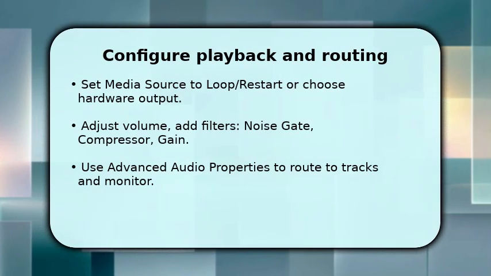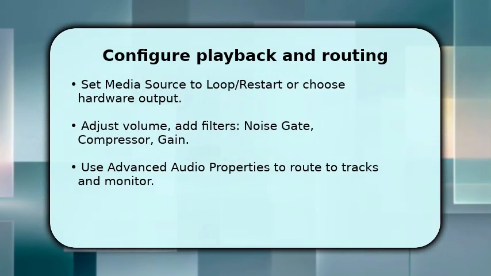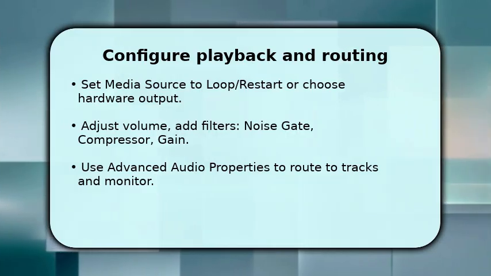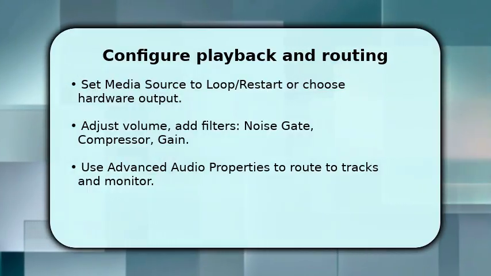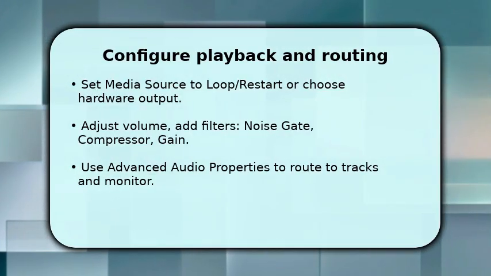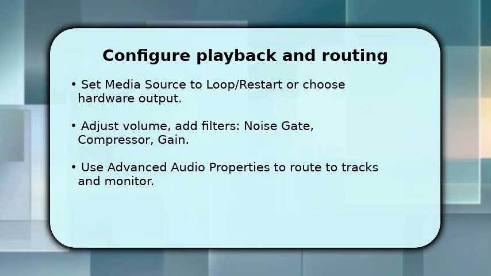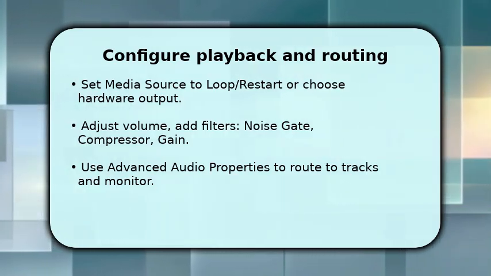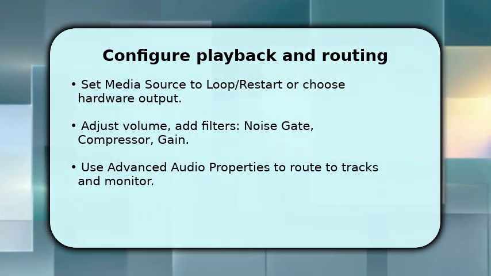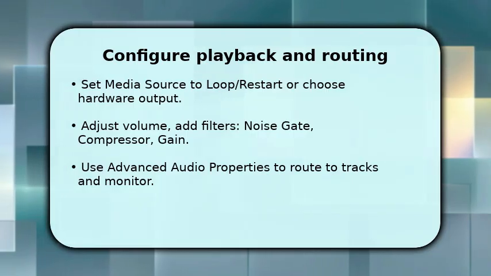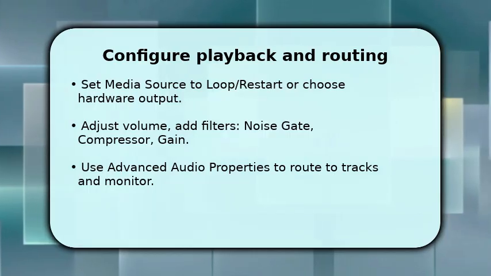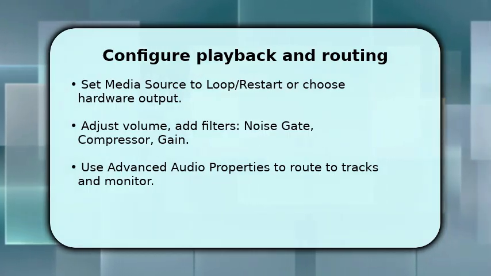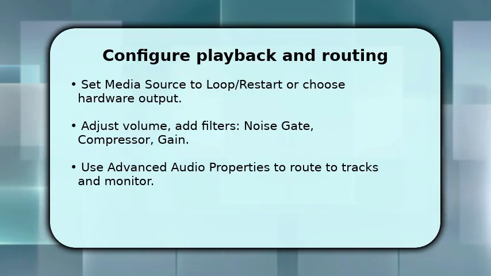Next, configure playback and routing so your music behaves on stream. For music files, set loop or restart and enable hardware acceleration if available. This controls continuous playback. Then open the mixer, set the source volume, and add a compressor or EQ to tame peaks and keep voice balance. Use advanced audio properties to assign audio to specific tracks and enable monitoring if you need to hear it locally. This step controls what viewers hear versus what you monitor.